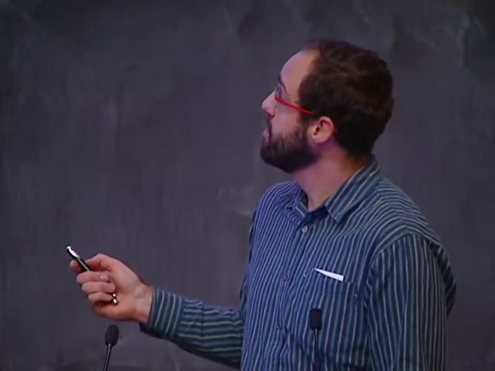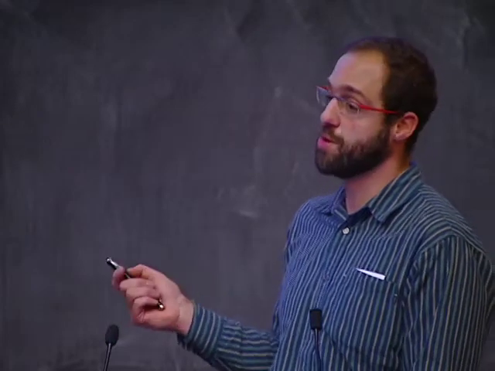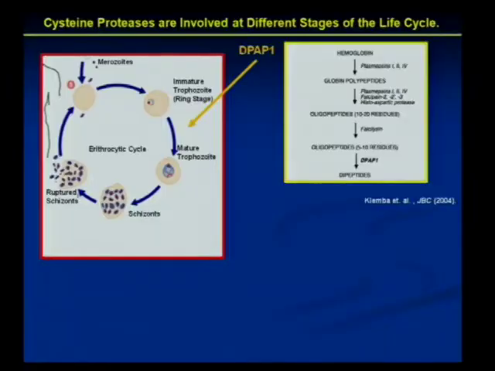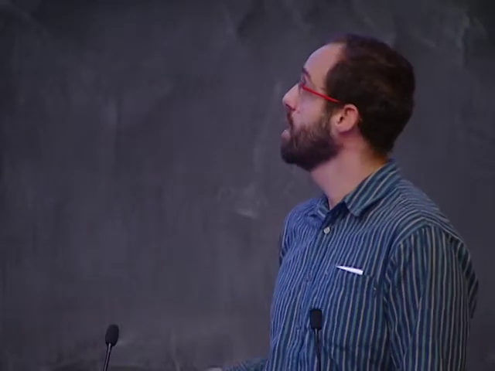So cysteine proteases are involved in all the stages of the blood stages, and especially DPAPs, we thought they were really interesting because they're involved at two crucial steps. DPAP1 was identified by Michael Klemba as involved in hemoglobin degradation, which is the main source of amino acids for the parasite. And Shirin, a previous postdoc in the lab, identified DPAP3 as a key regulator of egress. If you take schizonts and treat them with a DPAP3 inhibitor, they cannot burst, they get stuck in that form. So we thought molecules able to inhibit DPAP1 and DPAP3 would be attacking the parasite at two very different stages of its life cycle.